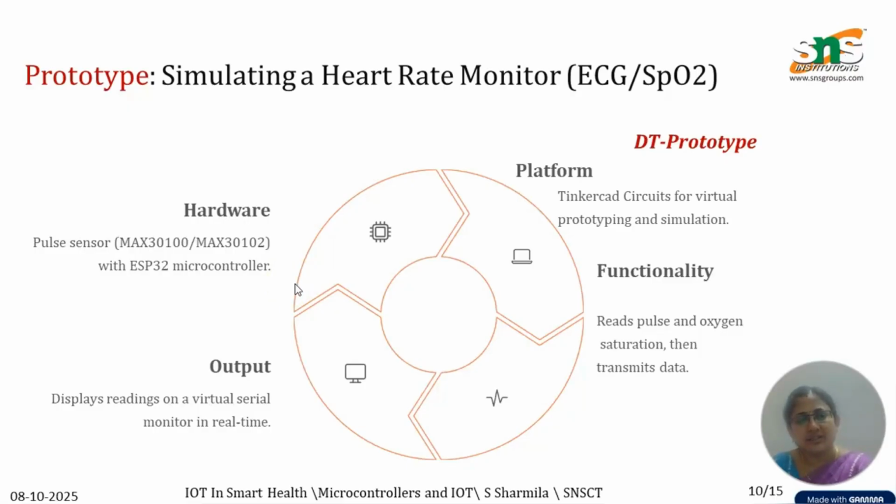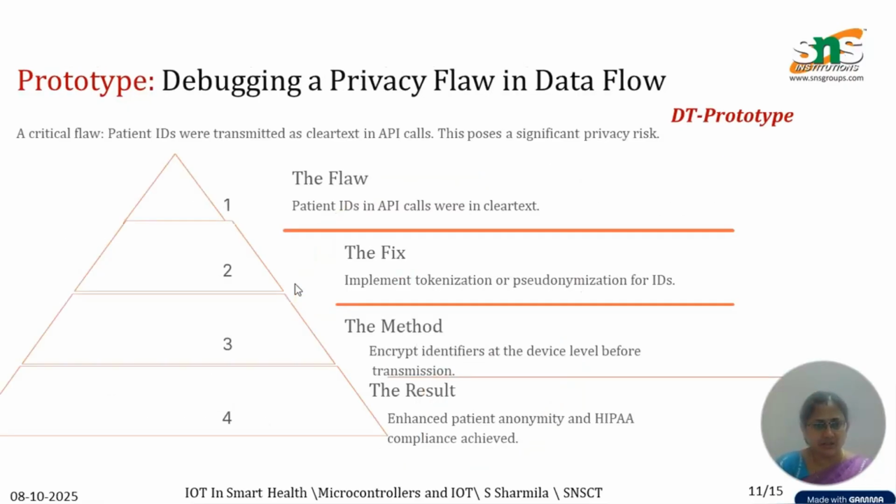The next one is debugging a privacy flaw in the data flow. In this, there is a critical flaw: patient IDs were transmitted as clear text in API calls. This poses a significant privacy risk. To fix this, we can use tokenization or pseudonymization and encrypt identifiers at the device level. This ensures anonymity and compliance with privacy regulations.